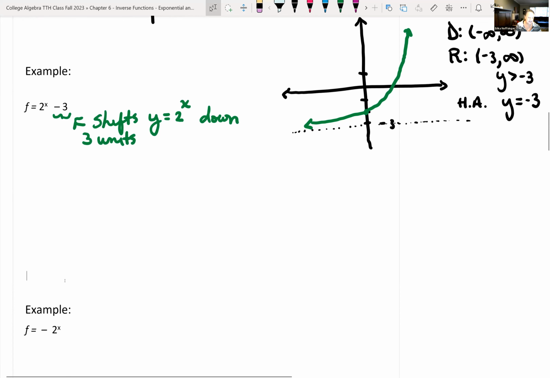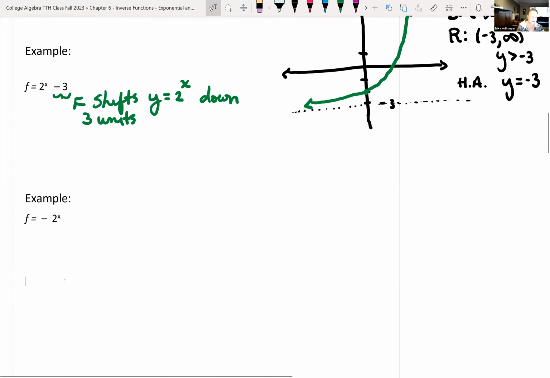So looking at the next example, I have y is equal to that negative in front, and then 2 raised to the x power. And so again, that negative is not part of the base. If it was, you would be bouncing back between positive and negative numbers, and that would not be an exponential function. So recall, if we have a negative in front of our y value, that's reflecting our graph across the x-axis.